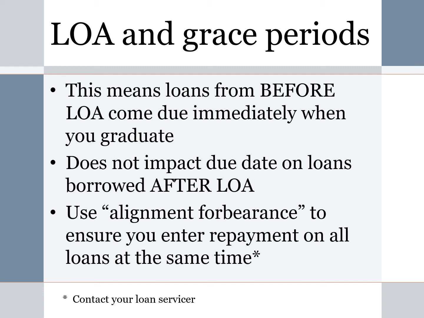So think about that. You're graduating, you've got some loans coming due immediately and other loans coming due 6 months later. You can contact your loan servicer and request what's called an alignment forbearance to line up the repayment start date on all of your loans at the same time. Many borrowers that we work with find that that is much easier than entering repayment at different times on their loans.